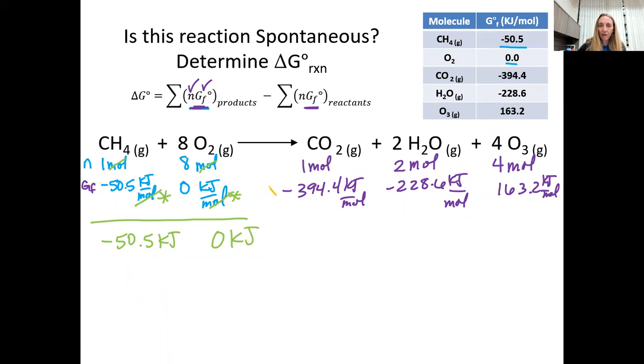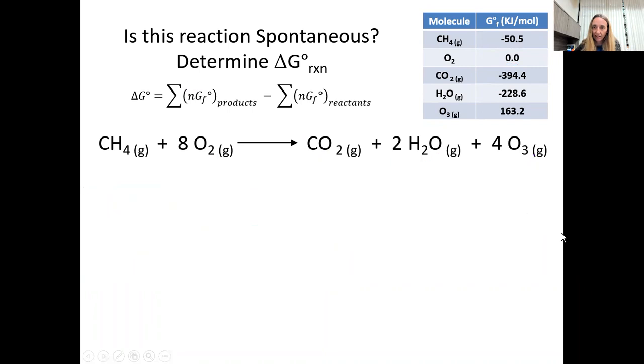Okay, so same thing over here. I'm going to multiply these numbers. 1 mole times negative 394.4 kilojoules per mole. My moles cancel, and I have negative 394.4 kilojoules. 2 moles times negative 228.6 kilojoules per mole is negative 457.2 kilojoules. Moles cancel. And the last one, 4 times 163.2 is 652.8 kilojoules.